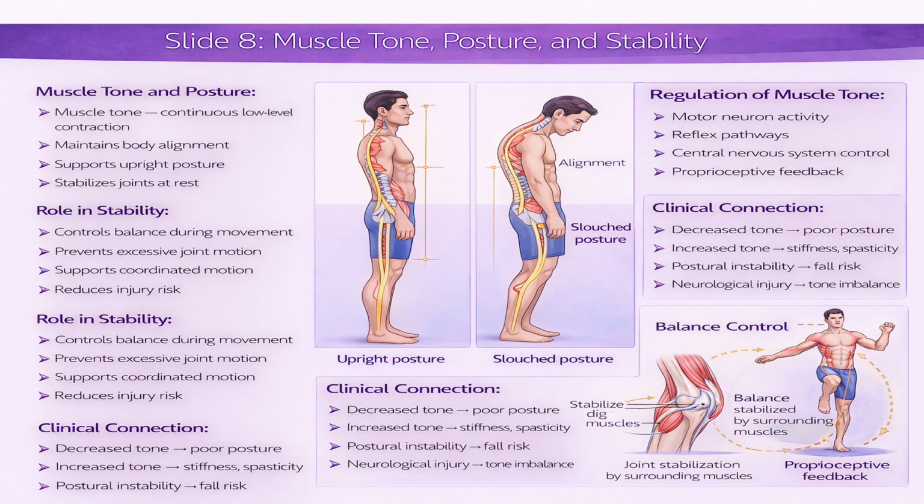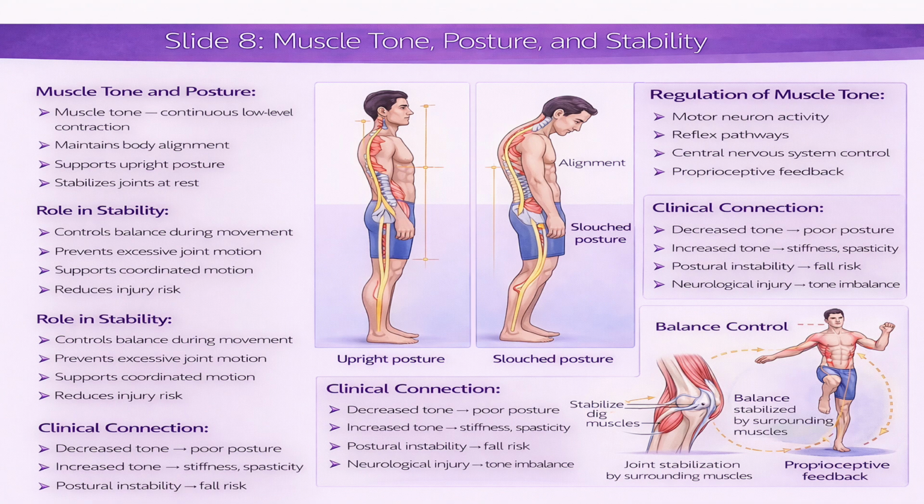Without adequate tone, joints become less stable and body alignment deteriorates. During movement, muscle tone plays a critical role in maintaining balance and stability. Coordinated activation of surrounding muscles prevents excessive joint motion and supports smooth, controlled movement patterns.